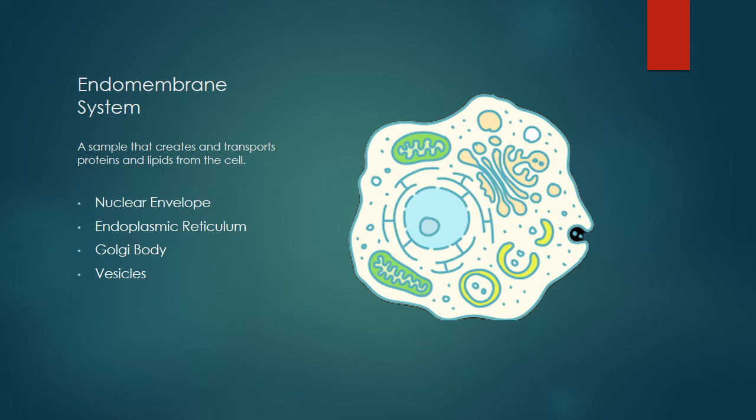The endoplasmic reticulum is connected to the nuclear envelope as a part of a system called the endomembrane system. The endomembrane system includes the nuclear envelope, endoplasmic reticulum, Golgi body, and vesicles. Each of these organelles is important to the creation and transport of proteins and lipids.